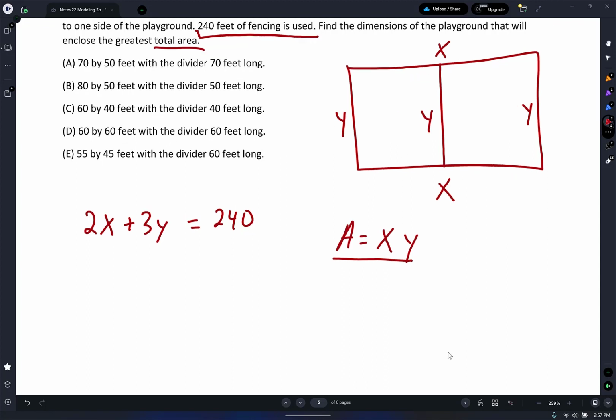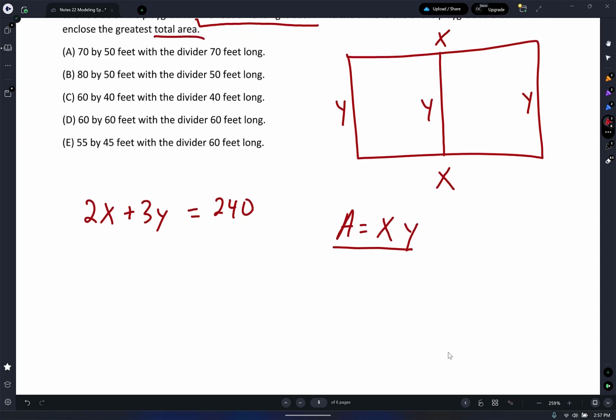Use the restriction equation. You're not going to do product rule, at least not with this. You're going to simplify in terms of one of the letters. I like to take the derivative with respect to x, so I'm going to solve for y on this one. So move the 2x to the right. I'm going to write 3y equals 240 minus 2x. I don't like having a fraction, so I'm just going to divide by 3, divide by 3.